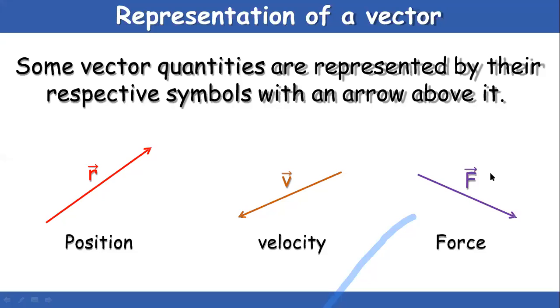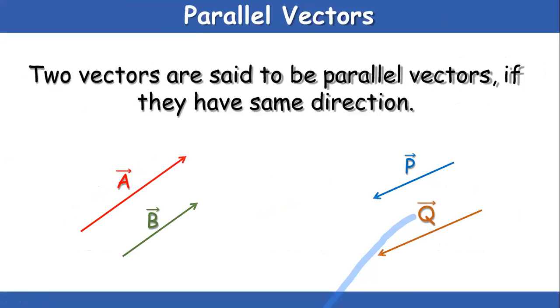These vectors can be classified based on their orientation. Based on their orientation means how they are oriented, whether they are parallel to each other. Then the two vectors are called parallel vectors. They are parallel to each other. These are parallel vectors, so they are in the same direction.